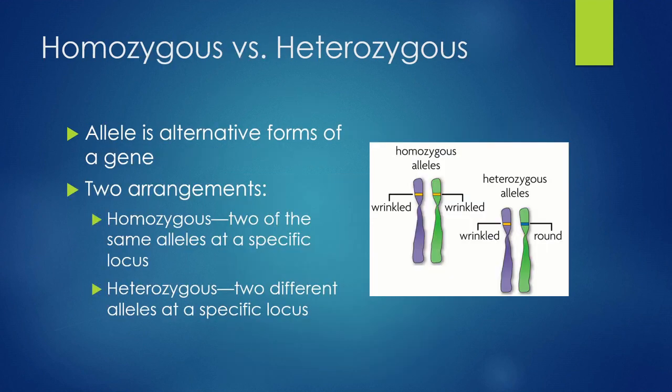Finally, some more vocab. Homozygous and heterozygous. Homo means same. So with homozygous, they have the same type of allele, and heterozygous is different types of alleles. So in the picture there, the homozygous alleles are both wrinkled, whereas with a hetero, one's wrinkled, one's round.